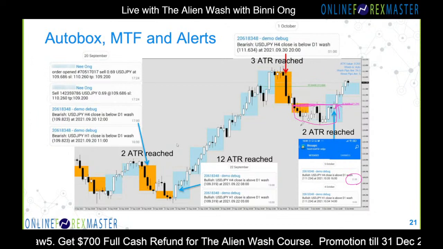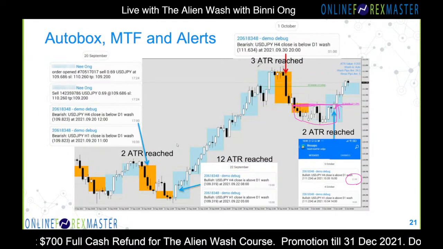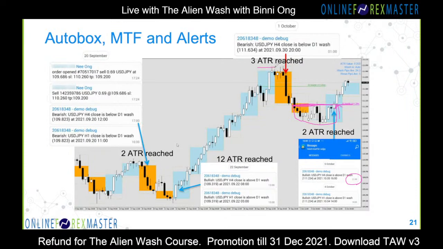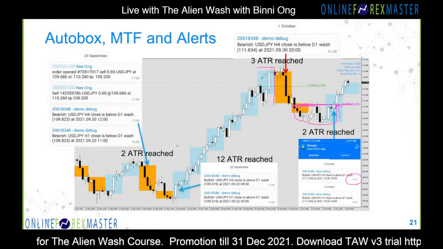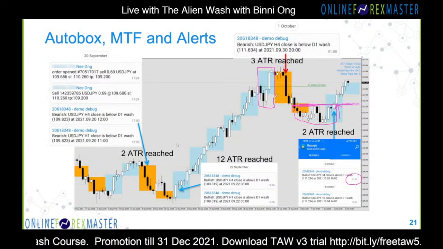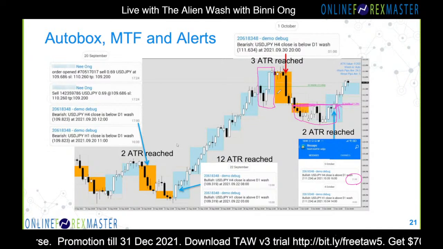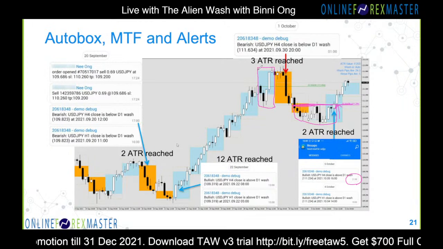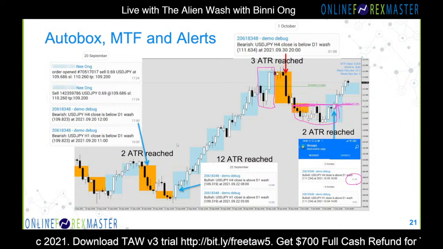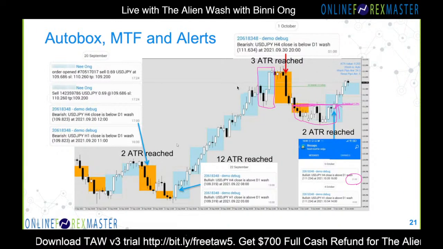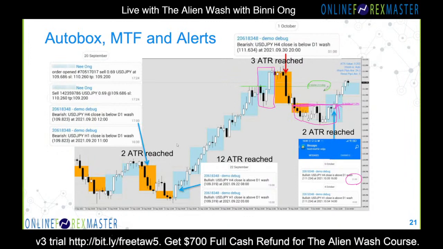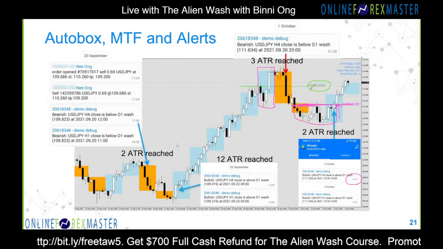Let me go through a few wash and rinse. This is a 4 hour bar, but each box here is a day. So we are trading in a lower time frame, but we are seeing what has happened in the higher time frame. If you can see this candle here, it means that price had closed above a previous high. We are able to draw the green line here, which the indicator will automatically draw for us, which is the wash line.